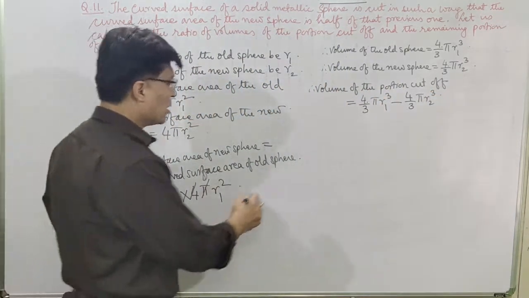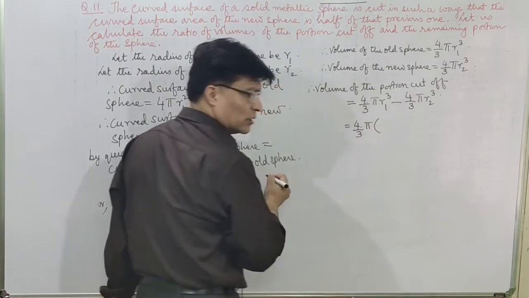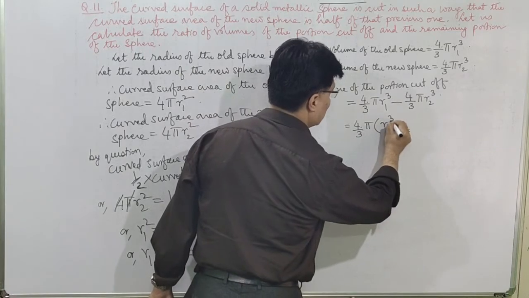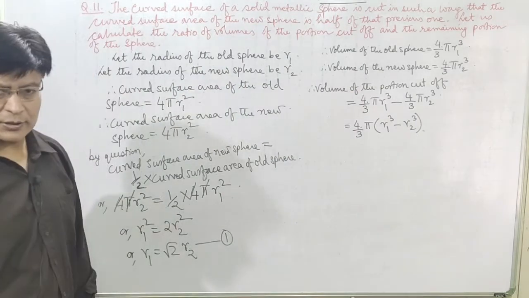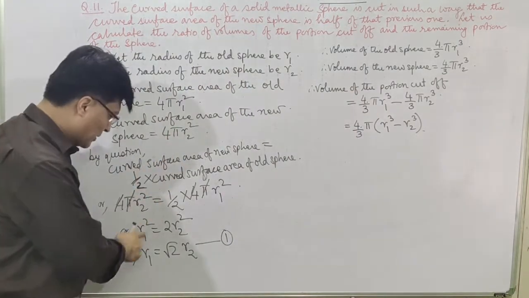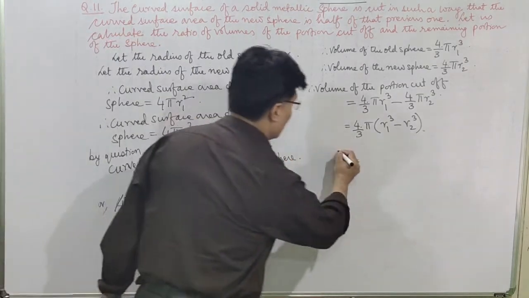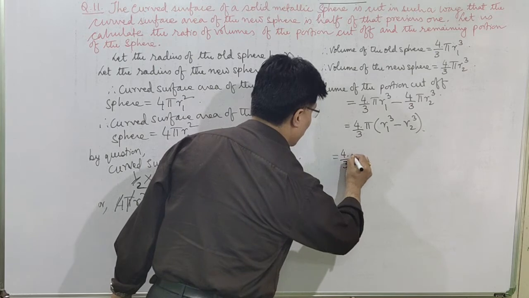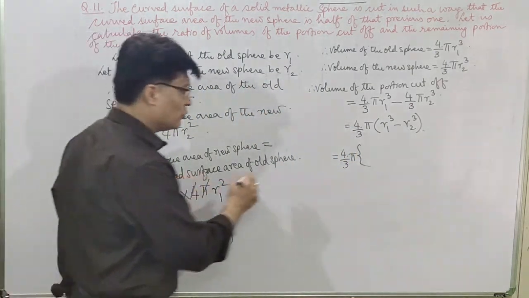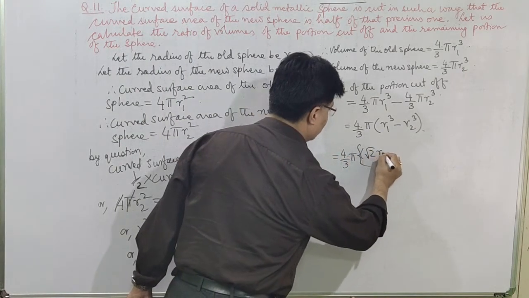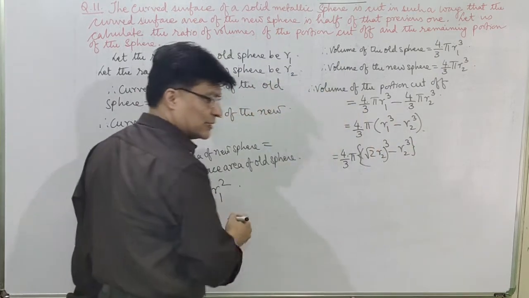Understood? So what is common here? 4/3 pi is common here. So within the bracket, R1 cube minus R2 cube. Next you can put the value for R1 here. What is the value for R1? Root over 2 R2. So it is equal to 4/3 pi, and within the bracket, root over 2 R2 whole cube minus R2 cube, which remains as it is.